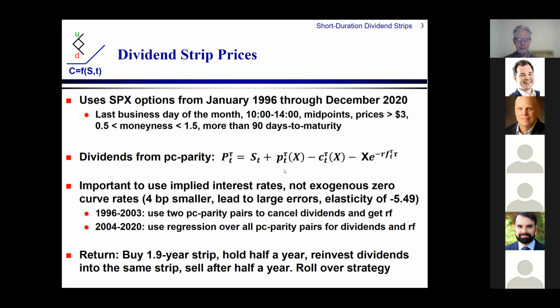And we are buying these securities. So we are buying the securities that give us a claim to the next 1.9 years of dividends.